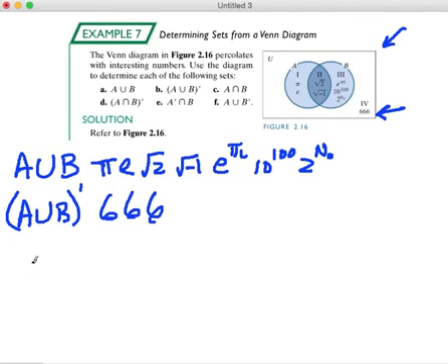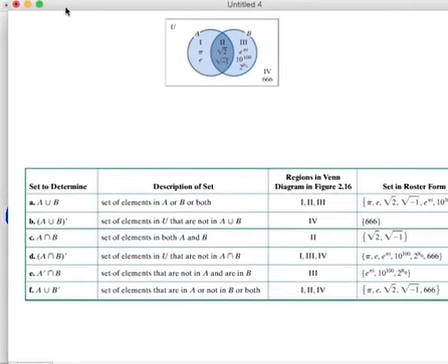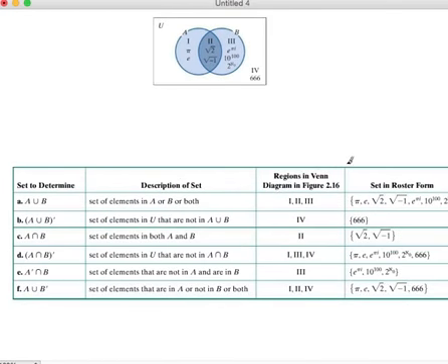Let's try C, A intersect B. So what's in common with A and B? Well, it's region 2, which is radical 2 and radical negative 1. So hopefully this makes sense to you. Now what I'm going to do is bring over the answers to this section. And so again, here's my U with all my information in there, set A and set B. And let's see if we got this right.